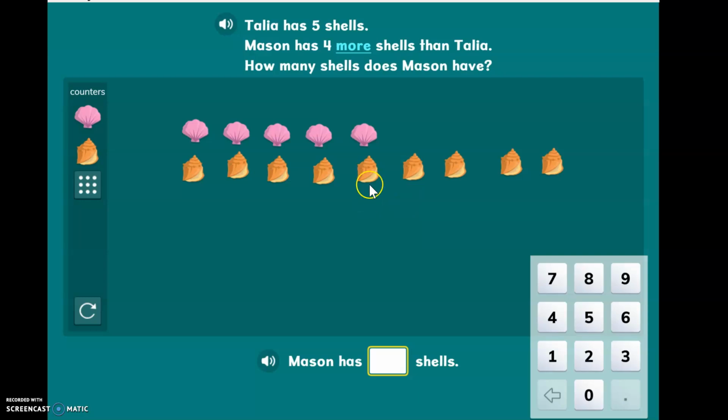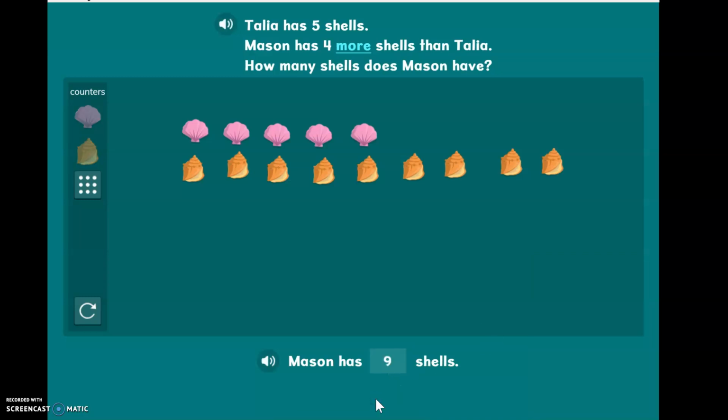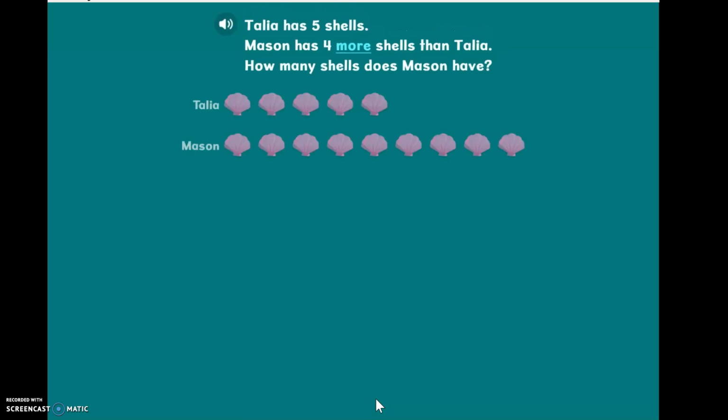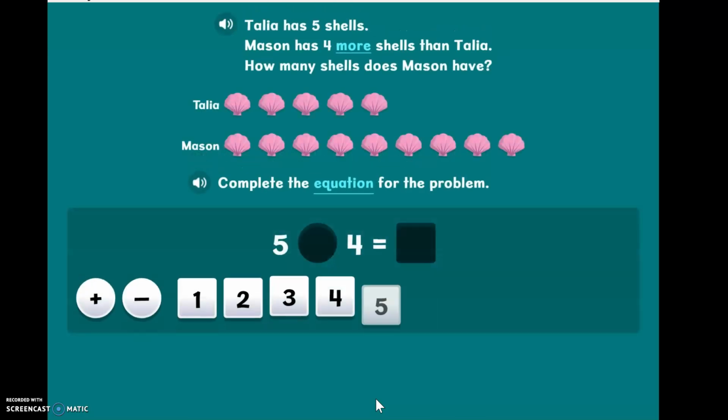Now, I'm going to quickly count. I'm not counting all of these because I know right here there are 5. And then I can see the other part of 4. 5 and 4 make what? 9. Nailed it! So it's a little tricky just to manipulate the counters and move them.